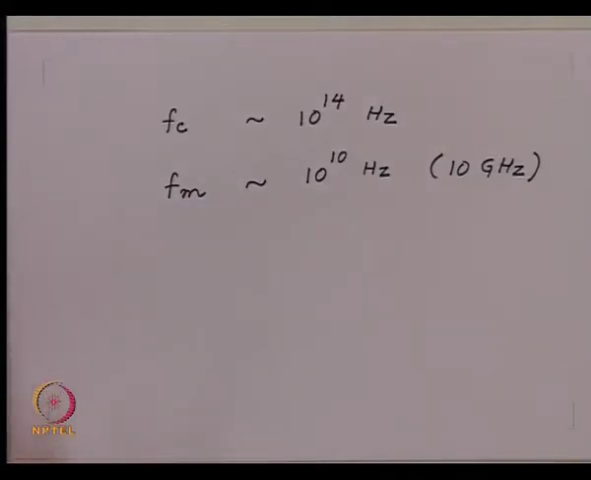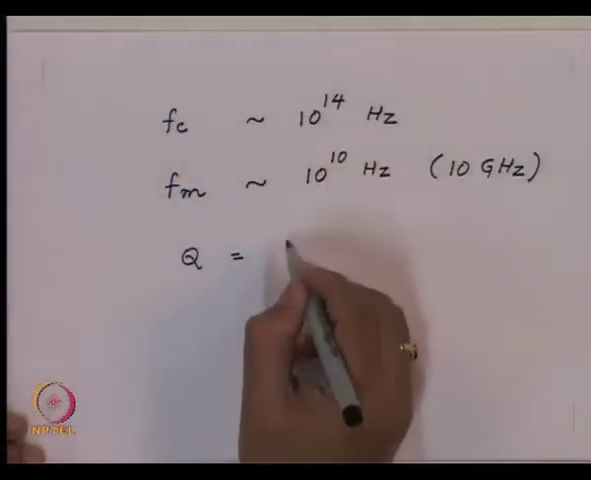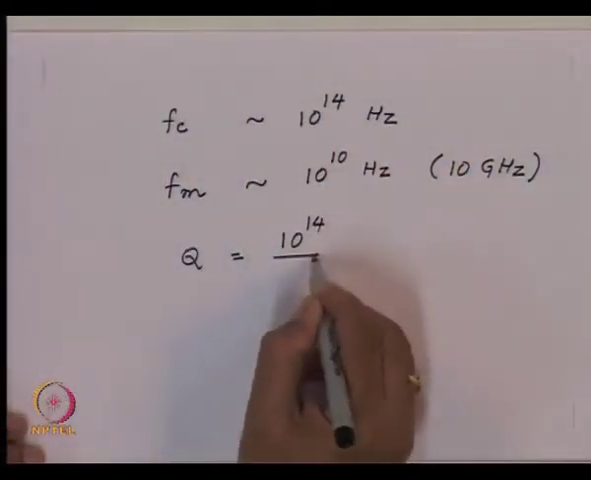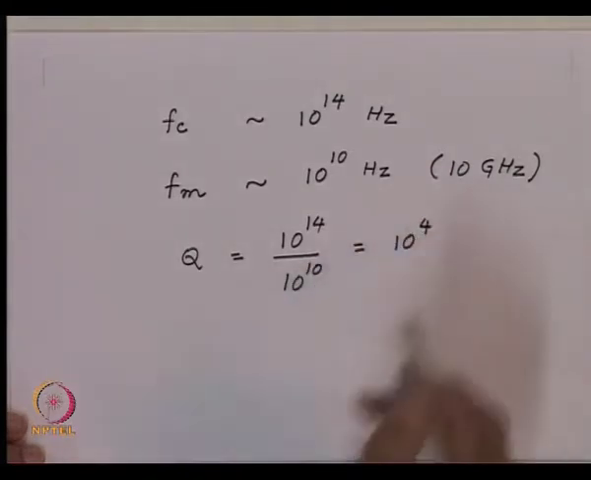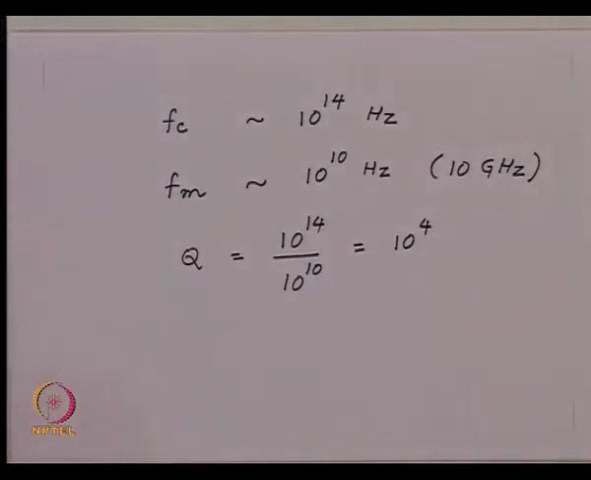So, if I ask what is the fractional bandwidth this amplitude modulated signal would have, or what will be the quality factor needed for this system, typically you will get the quality factor which is 10 to the power 14 divided by 10 to the power 10. So, typically of the order of about 10 to the power 4. That means the fractional bandwidth which the system has is 1/10,000 times of the carrier frequency.